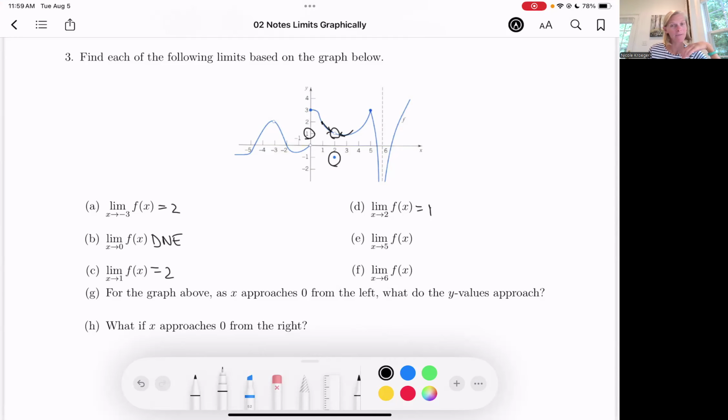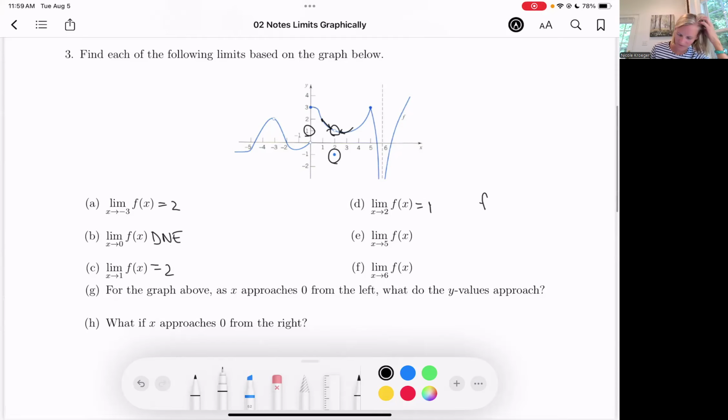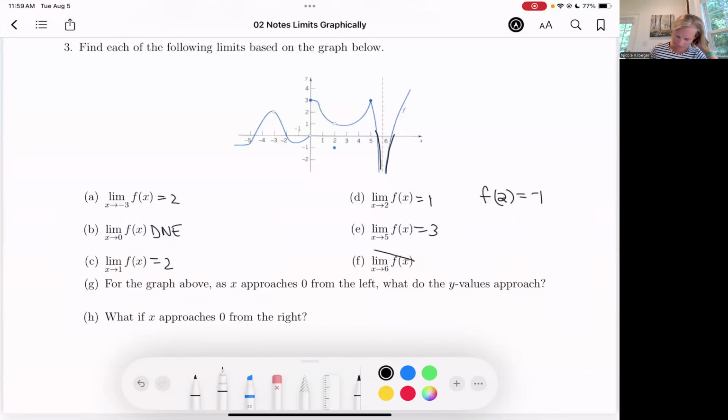It does not matter for us right now that the actual y value at 2 is -1. So what we would say is that f of 2 is -1, but that's not the limit. The limit is +1. As x approaches 5, the y values are approaching 3. So my graph on either side of 5 is getting closer to 3. And then as x approaches 6, on either side, the y values are getting closer to -infinity. Sorry about that. So we'll say that this is -infinity.